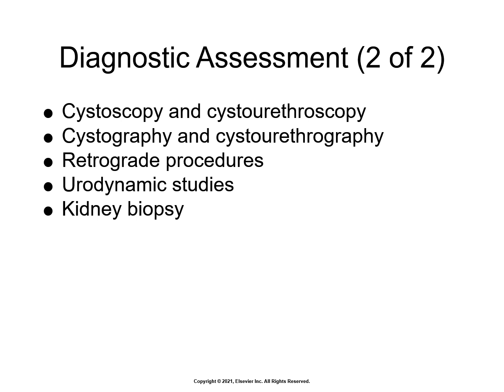Okay, they can also have a cystoscopy and a cystourethrography, and they can have that cystography and a cystourethrography, which is the blood vessels, or they can have some retrograde procedures like going up through the bladder to see if there's retrograde urine, urodynamic studies, and kidney biopsy. And a kidney biopsy is usually done to diagnose.